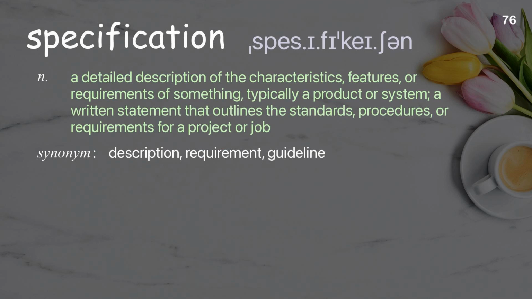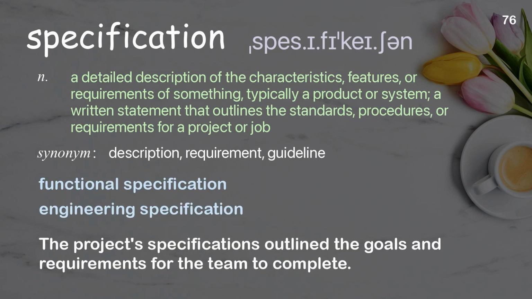Specification: A detailed description of the characteristics, features, or requirements of something, typically a product or system, a written statement that outlines the standards, procedures, or requirements for a project or job. Examples: functional specification. Engineering specification. The project specifications outline the goals and requirements for the team to complete.